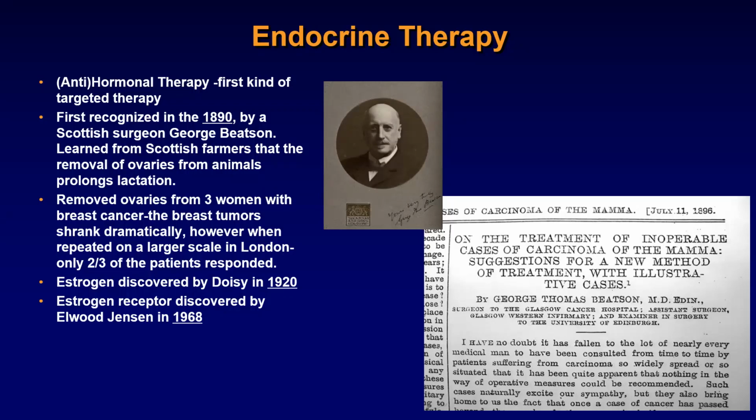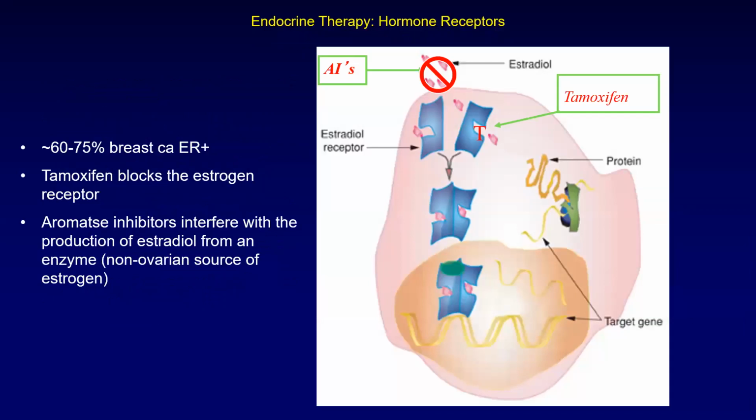He did it actually with 3 patients and saw some very dramatic results, published them here. But what wasn't published here is that when he did it on a larger scale, only 2/3 of women had their disease regress or shrink. And why is that? Now, at the time, they didn't even know about estrogen, and that estrogen was created by the ovaries. The estrogen receptor hadn't even been discovered until 1968, but he used this observation and tested it, and it worked. And now we know only 2/3 of breast cancers express estrogen receptor, and that's why he saw this in the clinic. So now we don't have to remove ovaries from all our patients.